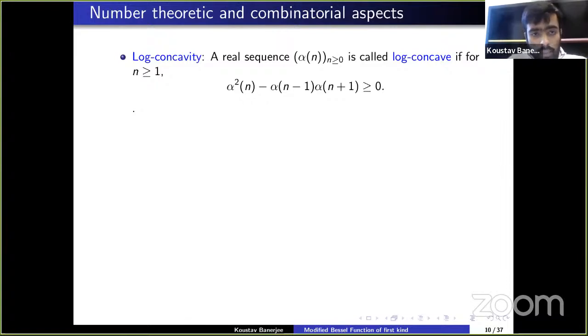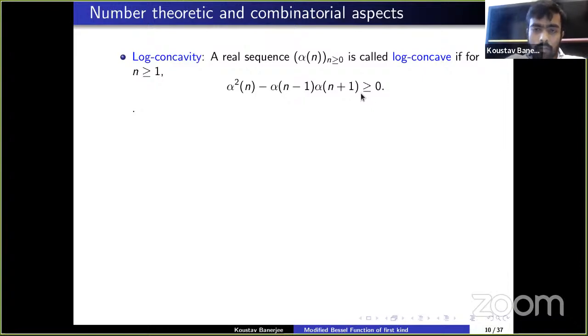Before going to that, what is the definition of log concavity? A sequence alpha n is called log concave if for n greater than or equal to 1, alpha of n squared minus alpha of n minus 1 times alpha of n plus 1 is greater than or equal to 0. And we say strictly log concave if it's strictly greater than 0.